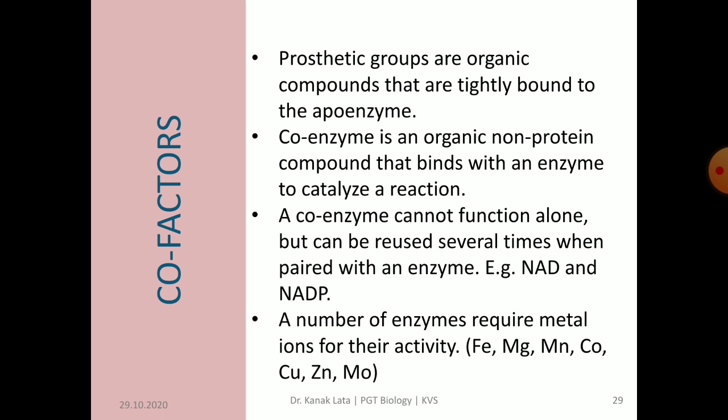Prosthetic groups are organic compounds that are tightly bound to the apoenzyme, whereas a coenzyme is an organic non-protein compound that also binds with an enzyme to catalyze a reaction. A coenzyme can be reused several times when bound with an enzyme. For example, NAD and NADP. A coenzyme cannot function alone. Some metal ions like iron, magnesium, manganese, cobalt, copper, zinc and molybdenum are also required by several enzymes for their activity.